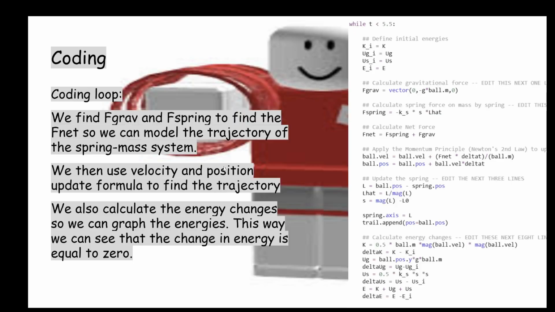So coding, and this is the coding loop that we use to build the trajectory. We found f grav and f spring to find the f net, so we can model the trajectory of the spring mass system. We use velocity and position update, just like lab 3211, and then we calculate the energy changes so that we can see the graph of the energies, so that we can see that the change is equal to 0. So that's what we're doing right here at the bottom.